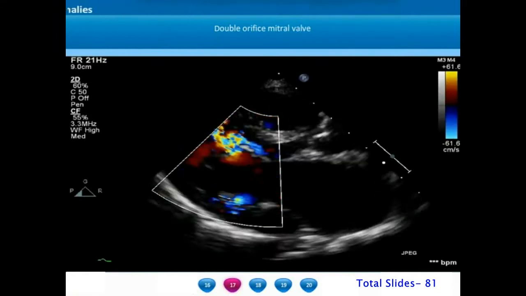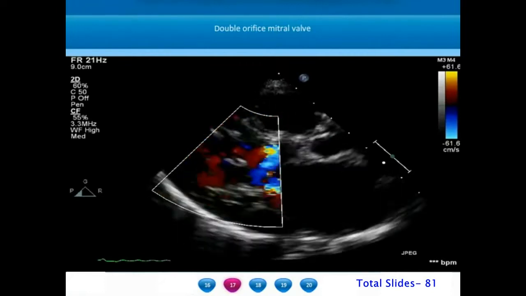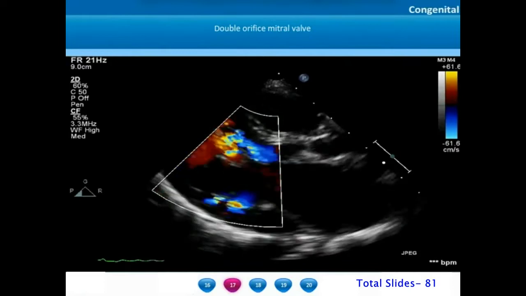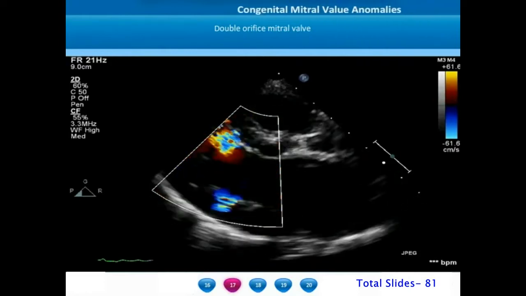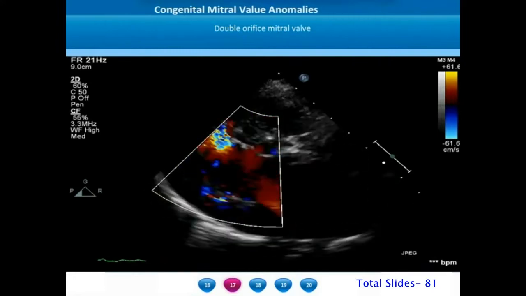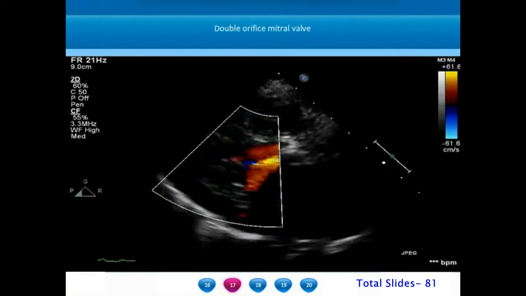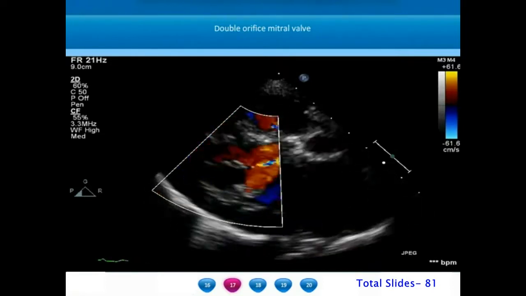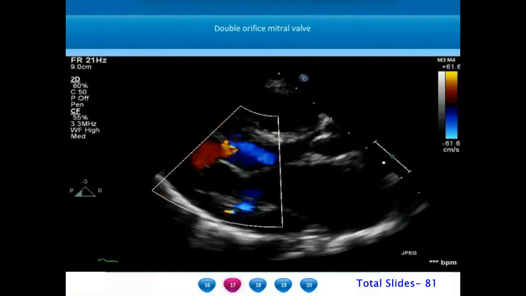Double orifice mitral valve is another abnormality that can clinically manifest with congenital mitral stenosis. In this parasternal long axis view, we are able to appreciate two eccentric orifices of the mitral valve apparatus. The left atrium is dilated compared to the anterior aortic root, and there are two color flow signals from the left atrium into the left ventricle, both with turbulence indicating the presence of mitral stenosis.